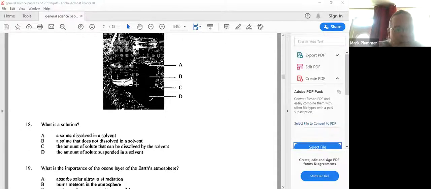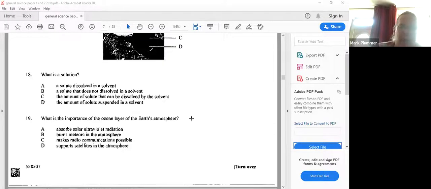Okay, number 19. What is the importance of the ozone layer in the Earth's atmosphere? This is a big bugbear for me, this one. Really important one. I'm writing about this in how life managed to evolve. The answer to number 19 is A. It absorbs solar ultraviolet radiation. Without it, we wouldn't be here. So it's a big concern that there are still holes in the ozone layer.